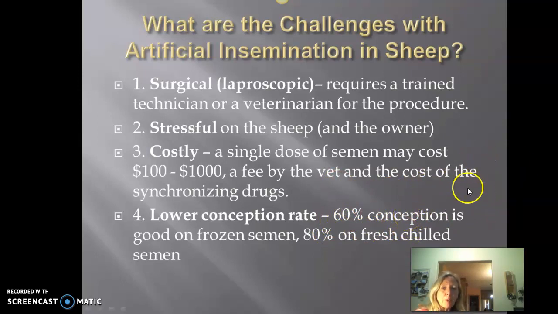And then the other problem with AI and sheep is that the conception rate is generally not nearly as good as it is in other types of livestock that we artificially inseminate. If we use frozen semen, our conception rate is, I really think, about 60%. Some people tell you it's 70%. And then if we have a ram, we collect him and then we breed the ewes, then it's about 80%.